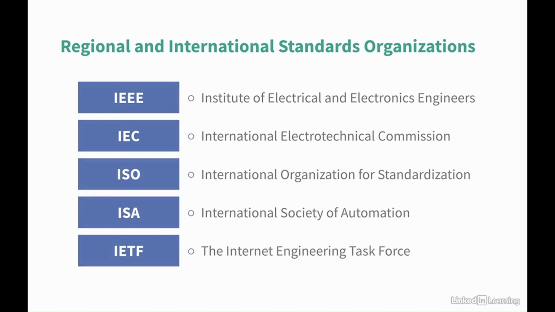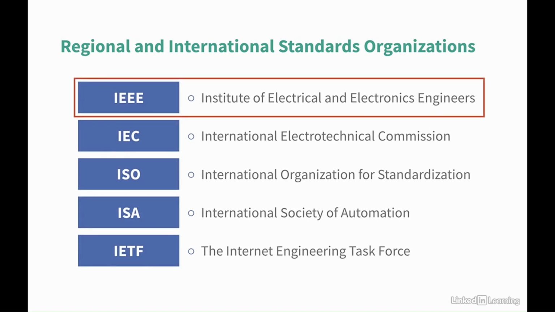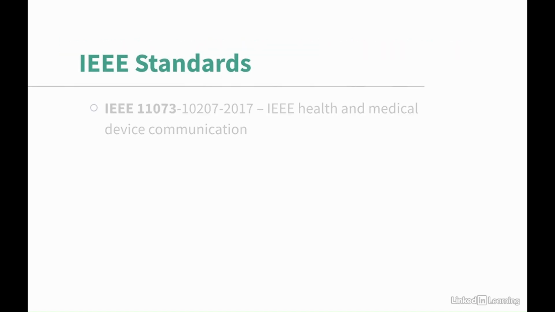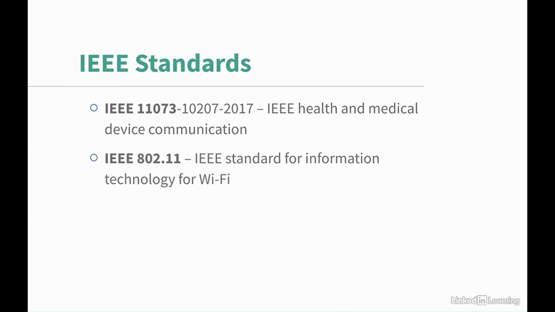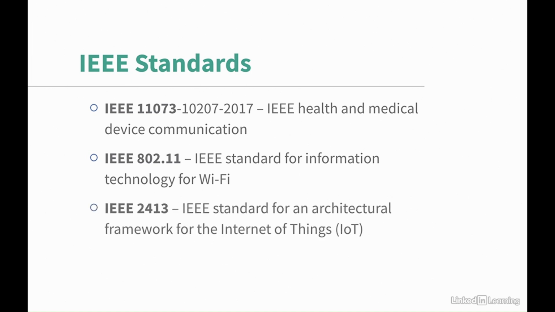Here are a couple of examples of different IEEE standards. IEEE 11073 is a standard used for health and medical device communication. IEEE 802.11 is one of the standards for Wi-Fi. IEEE 2413 is a standard that defines an IoT architecture.